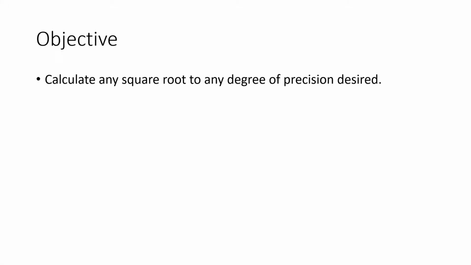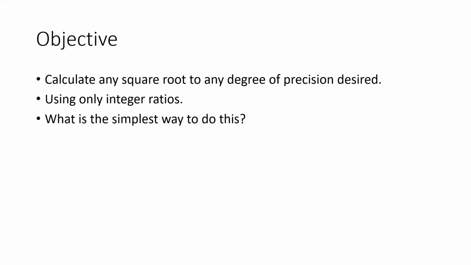Objective. Calculate any square root to any degree of precision desired, using only integer ratios. What is the simplest way of doing this?